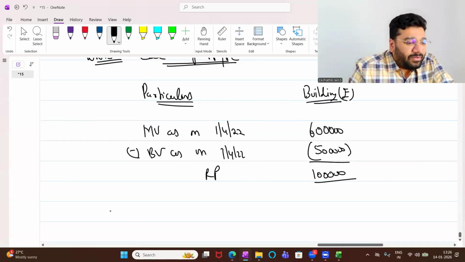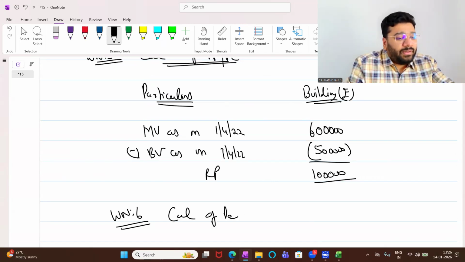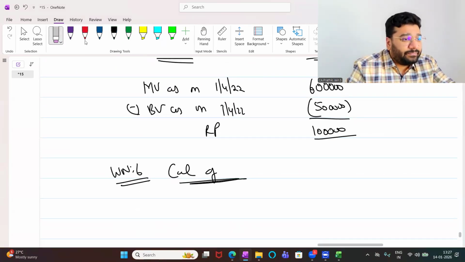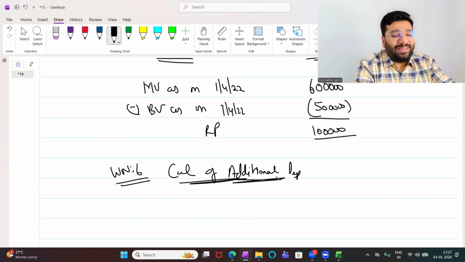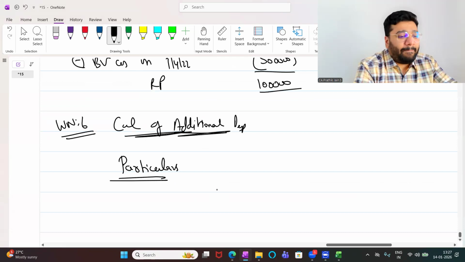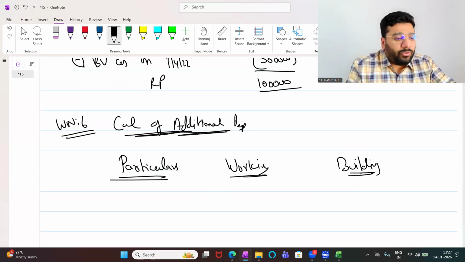Now, working note number 6. Calculation of depreciation. Which depreciation? Additional depreciation. Calculation of additional depreciation. Sir, you haven't taught us this. So this time I am improvising. As a teacher, we always improvise. Particulars, then working, then building or amount. Since one item is there, you can write just the amount and leave it.